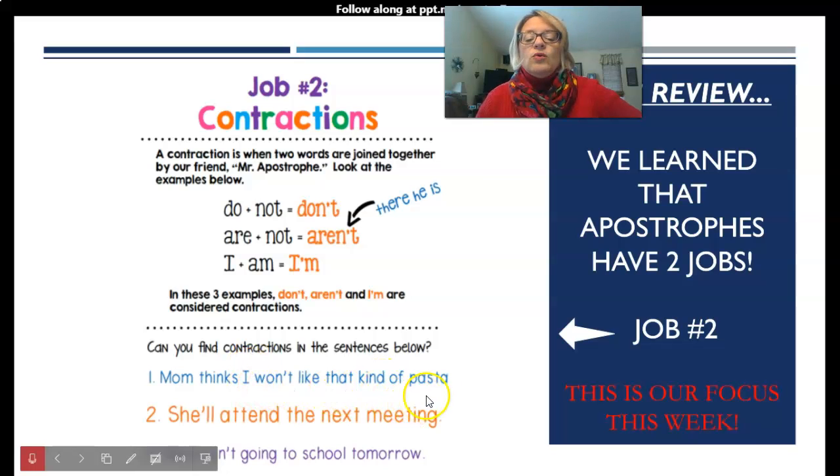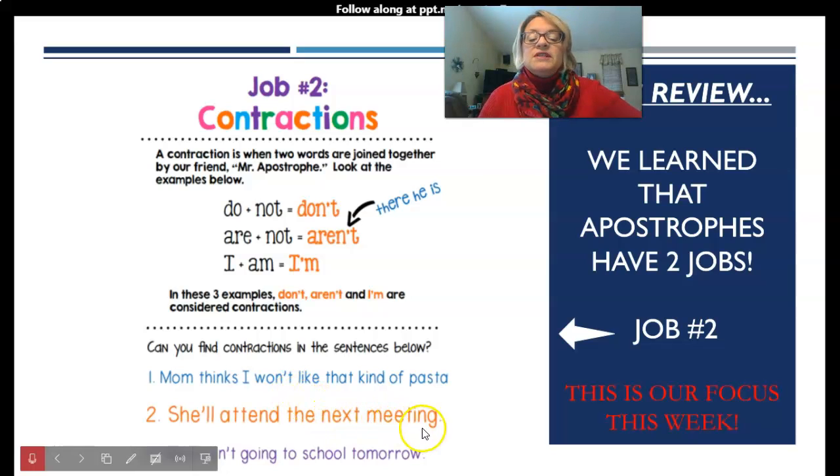Mom thinks I won't like that kind of pasta. You're right. Won't is our contraction because it would have been would not like, and we took that, shrunk it down, and put an apostrophe.